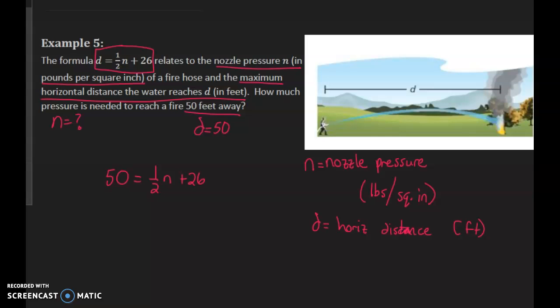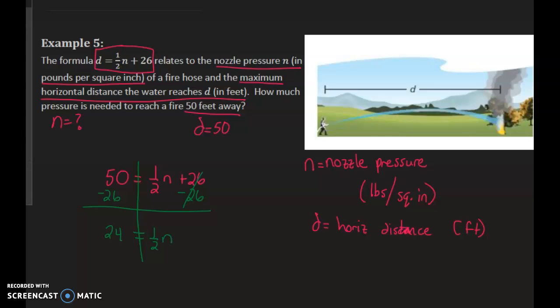So if I want to get N by itself, I'm going to go ahead and move the numbers. First, I look for distributive property, which I don't have any parentheses, so I'm good there. There are no like terms to combine, so now I'm going to add or subtract. So we have adding 26, so the inverse operation is subtraction. I'll subtract 26. So I get 24 equals half N.